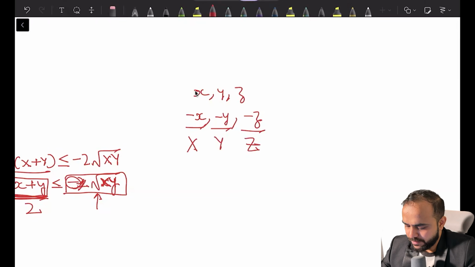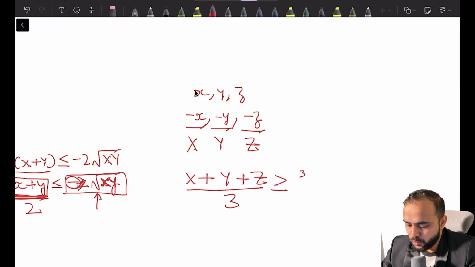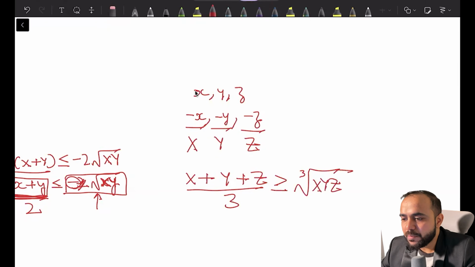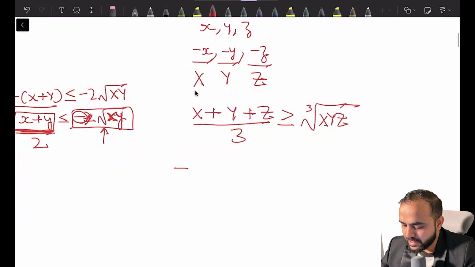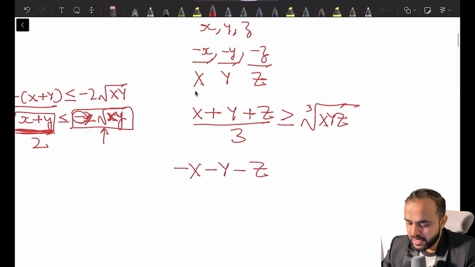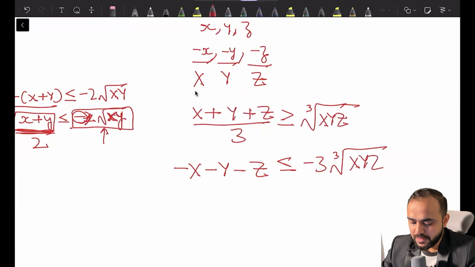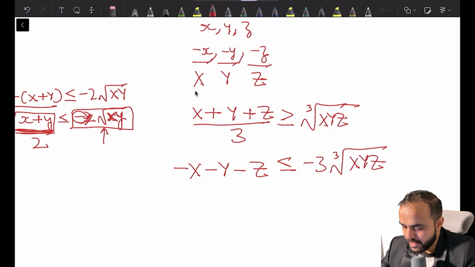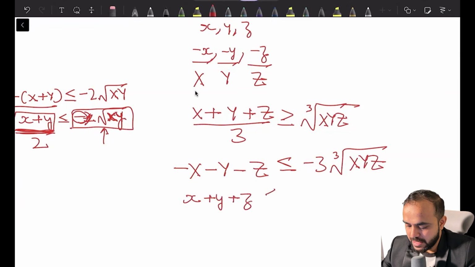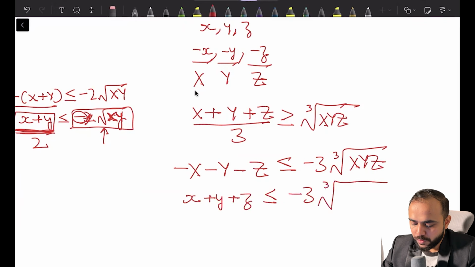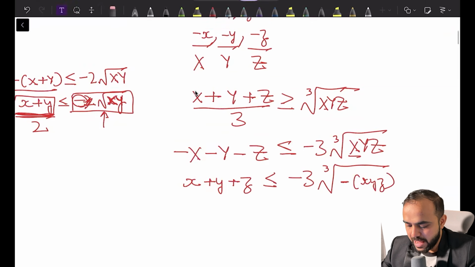All three of these are positive, which means capital X plus capital Y plus capital Z by 3 is greater than or equal to cube root of xyz. Now, if I multiply this with minus 1 on both sides, I will get minus capital X minus capital Y minus capital Z is less than or equal to minus 3 cube root of capital X, Y, Z. And now this I can replace with x plus y plus z is less than or equal to minus 3 cube root of, this will become minus x minus y minus z. So minus sign is coming 3 times. So this will become minus xyz. And this minus of cube root I can take outside and I can make this positive.